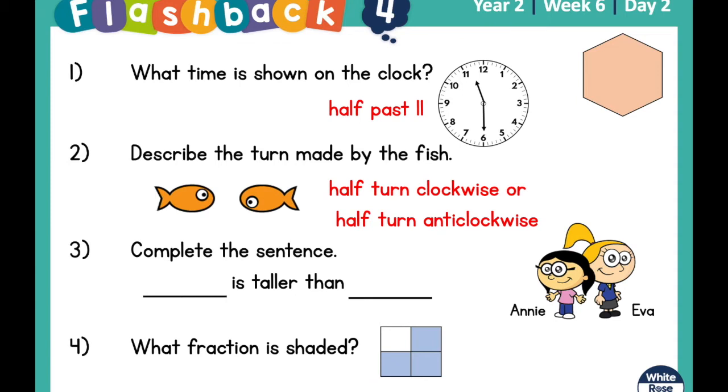Question 3, complete the sentence. Who is taller than who? We've got Annie and Eva, and the answer is that Eva is taller than Annie. And lastly, what fraction is shaded? 3/4 is shaded. Let's leave things there and move on to our PowerMaths.